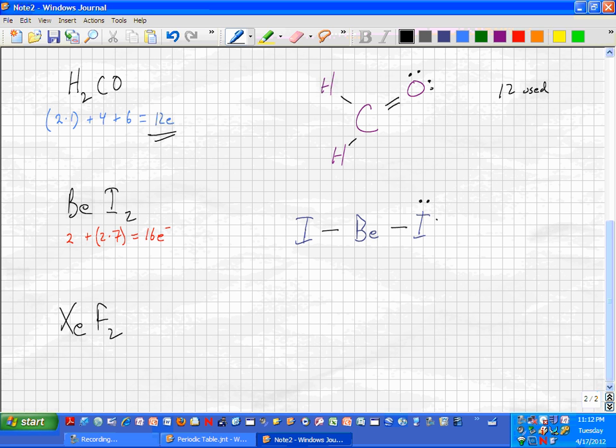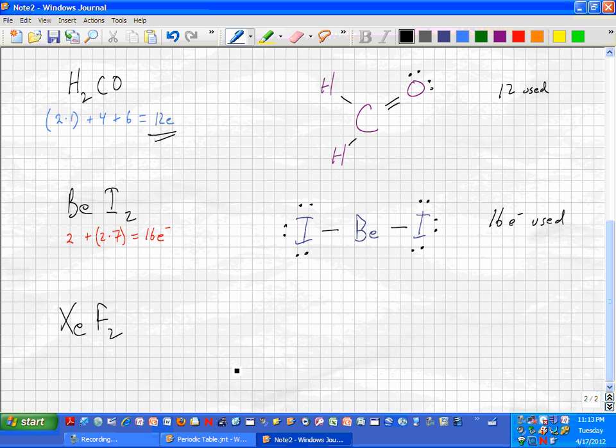Beryllium set. So what I would do is fill in the octet for iodine. Each one of these has 2, 4, 6, 8. So I'm set, and what I'll do is count up my electrons used versus available. I used 2, 4, 6, 8, 10, 12, 14, 16 electrons used. So this is my Lewis structure for beryllium diiodide or beryllium iodide.